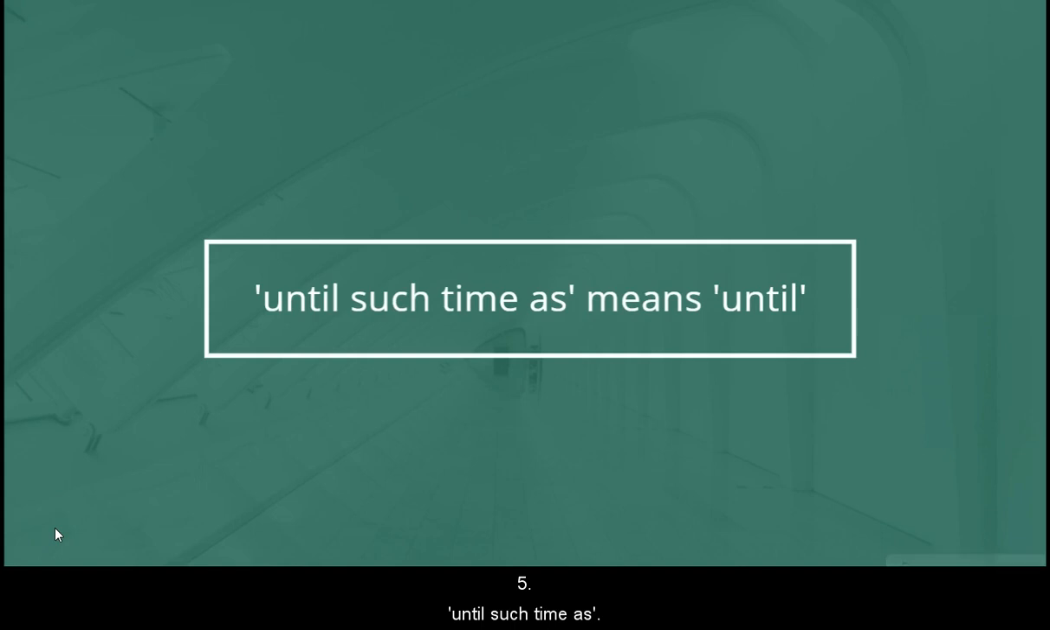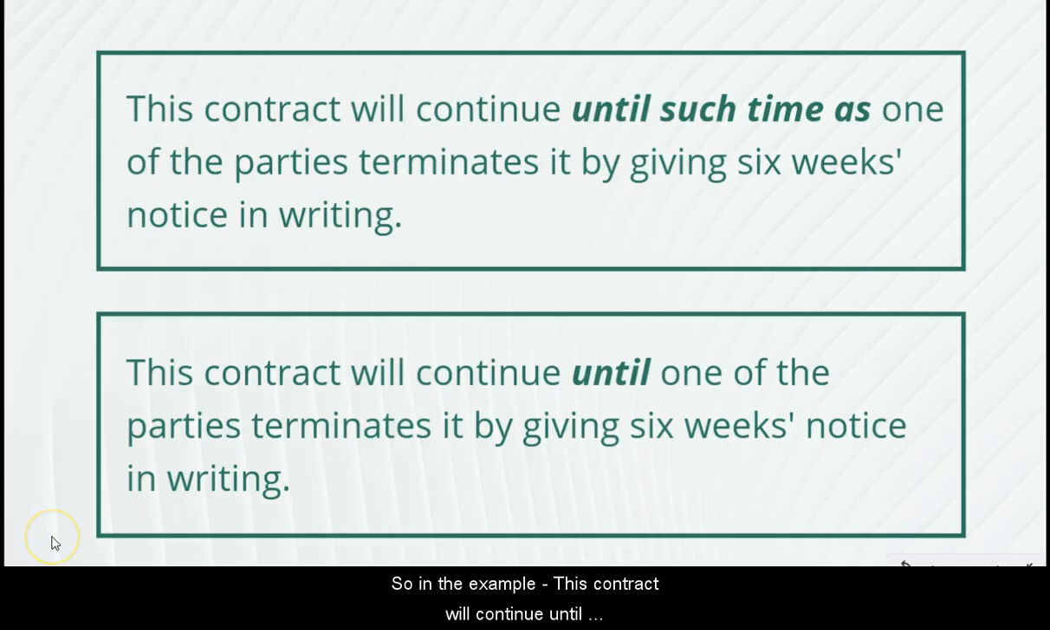Number 5. Until such time as. This just means until. So, in the example, this contract will continue until such time as one of the parties terminates it by giving 6 weeks' notice in writing. We can replace the expression with until and the meaning remains unchanged.